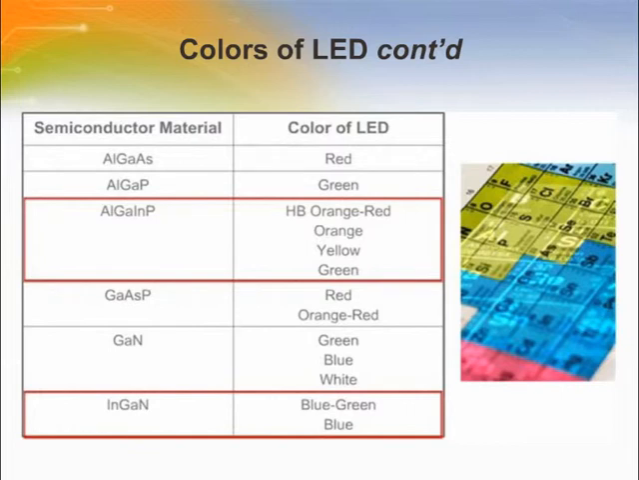Here are some common semiconductor materials used to produce different colored LEDs. The most common LEDs are made of aluminum gallium indium phosphide, which creates high brightness orange-red, orange, yellow, and green LEDs, and indium gallium nitride, which creates blue-green and blue LEDs.